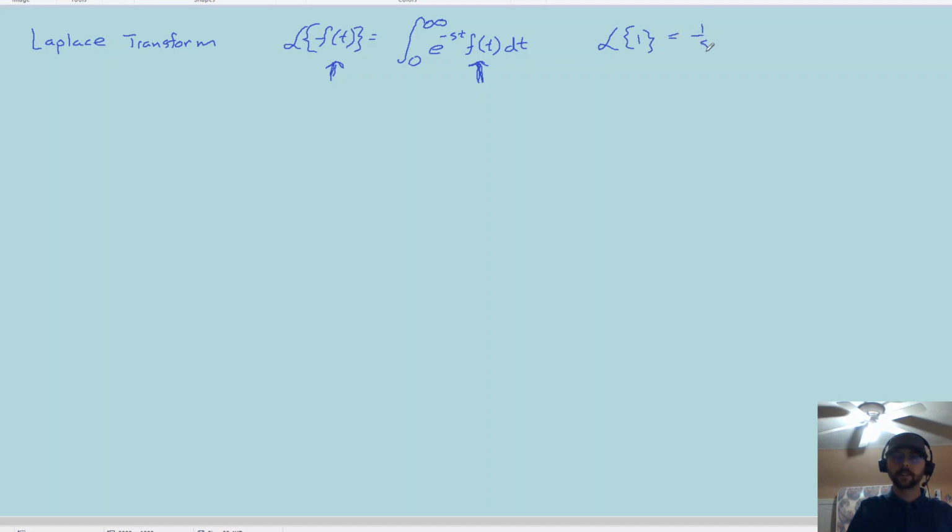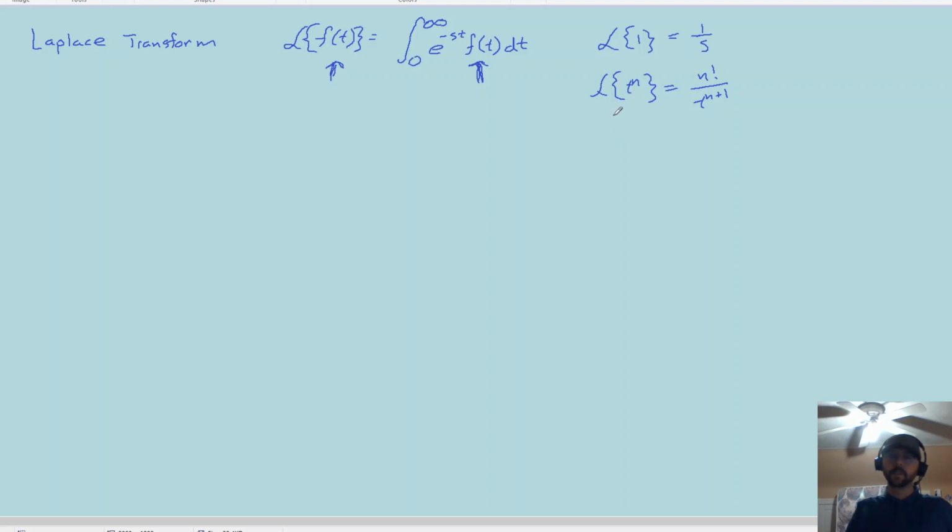equals 1 over s. And you could compute that by solving this, which I don't even want to do. By solving this, you would discover that when you plug this 1 for f of t into here, you would end up getting 1 over s as your final result. You can say that the Laplace transform of t to the n, which is actually much harder to compute using the original method, but you can do it, equals n factorial over s to the n plus 1.